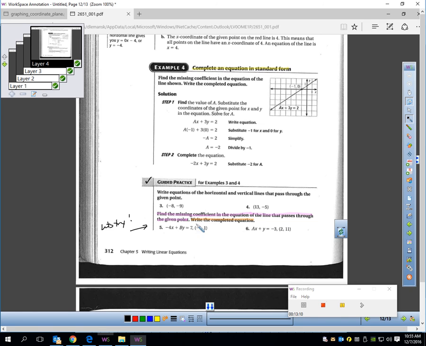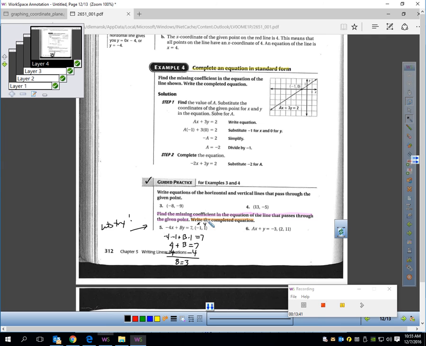They give me a point. This is x and this is y. Where you see x, put a -1 in there because x is -1. So -4 times the -1 plus b times the 1 equals 7. So -4 times -1 is 4. 4 plus b times 1 is b equals 7. I have to solve this. Take away the 4, b equals 3.